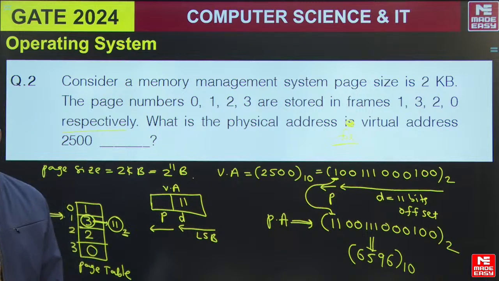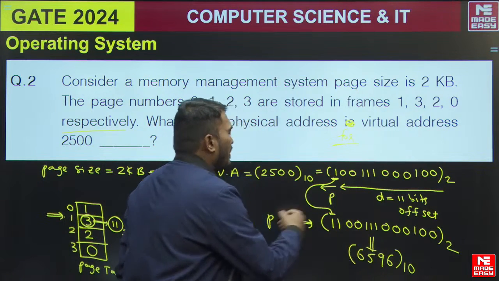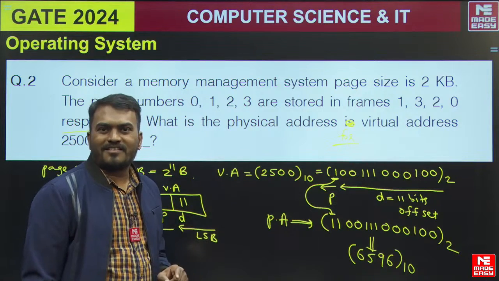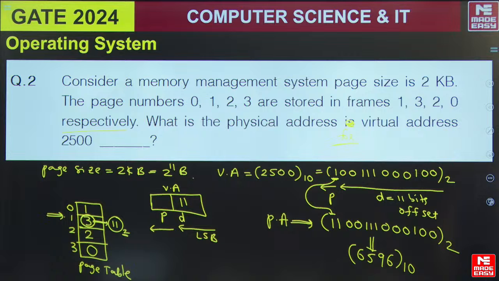I hope all of you got the same thing, right? All the students are commenting. You got the same answer? Just give me the comment. Okay, fine. So this is the physical address for the respective virtual address. Let's move on to the next question from the operating system.